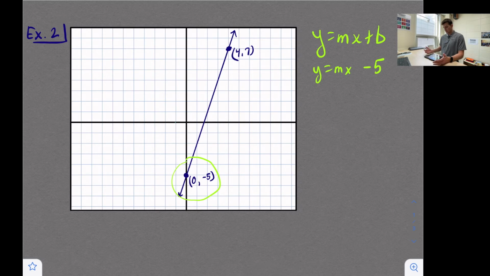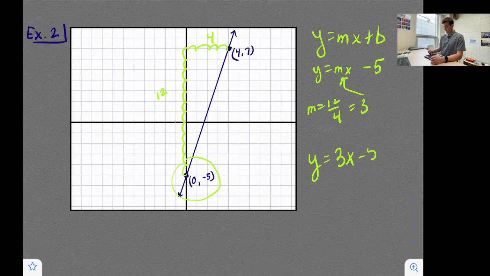There's a couple ways to do this. Since we are looking at a graph, we could do rise over run, and we could just count how many units we go up and how many units we go right from one point to the next. So we could say 1, 2, 3, 4, 5, 6, 7, 8, 9, 10, 11, 12. We went up 12. 1, 2, 3, 4. We went right 4. So our slope is 12 divided by 4, which is 3. And so we can plug that in for m, and our equation would be y equals 3x minus 5. And that's how we can write the equation in slope-intercept form from the graph.